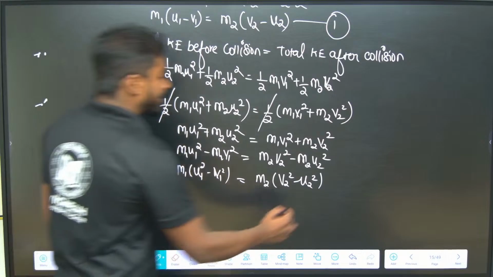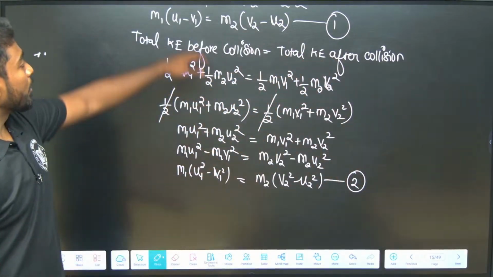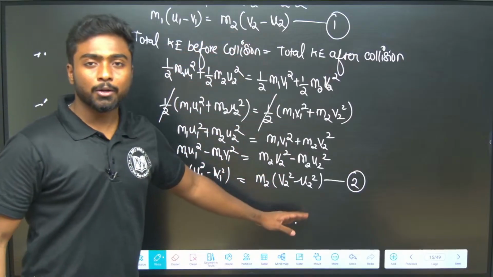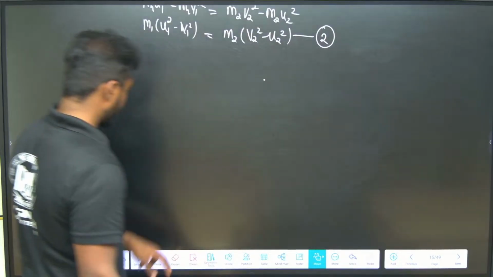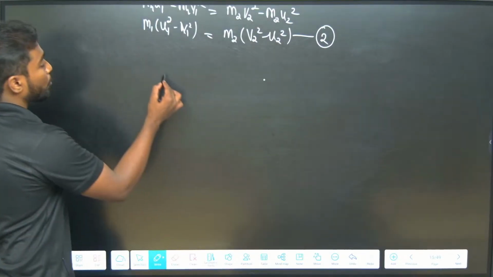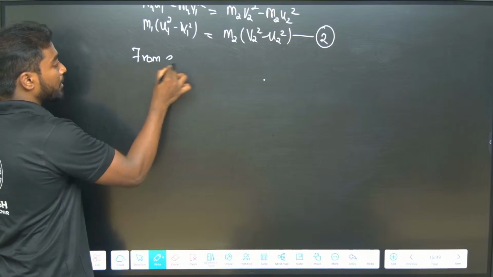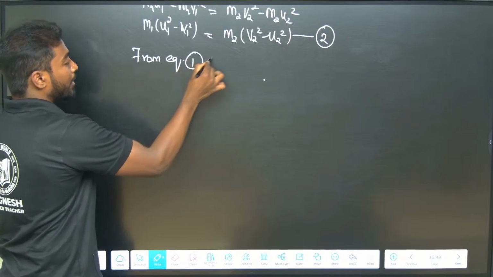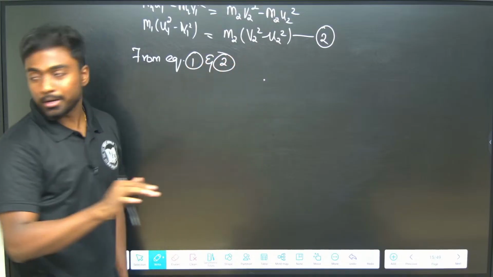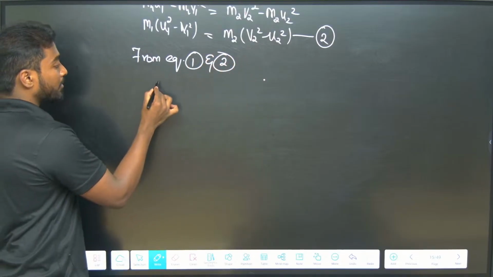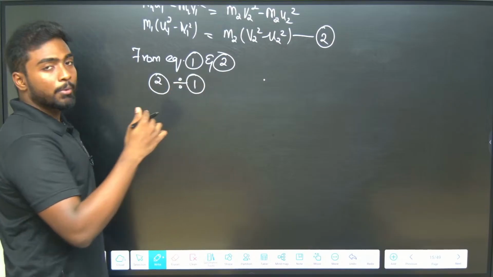So let me consider this is equation number 2. So equation number 1 we got, equation number 2 we got. Now what I'll do, first thing, from equation 1 and 2, let me consider equation 2 divided by equation 1.